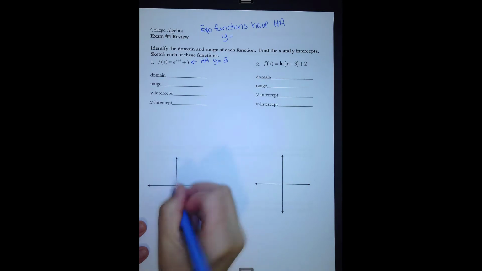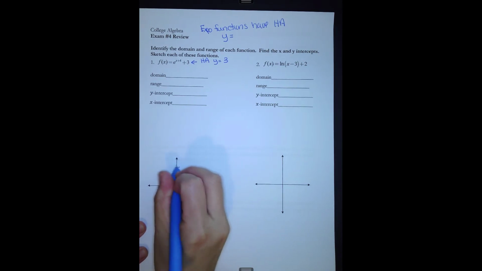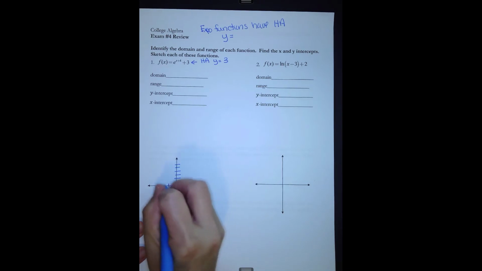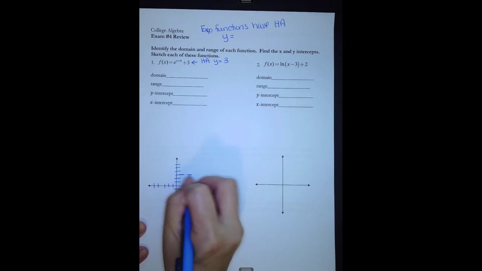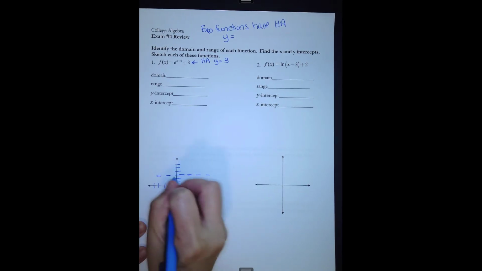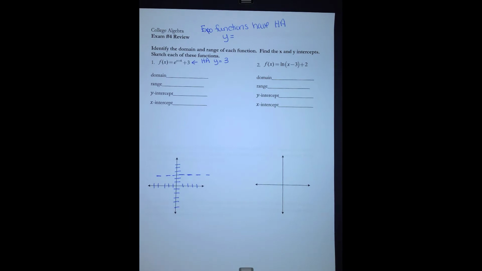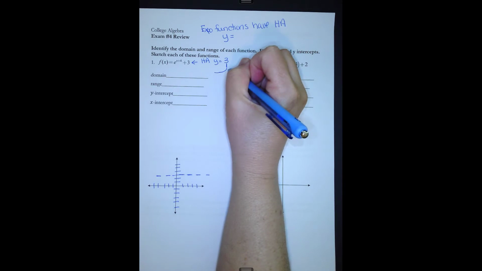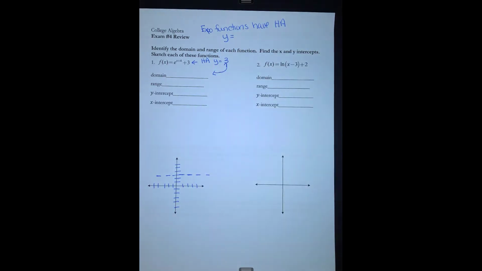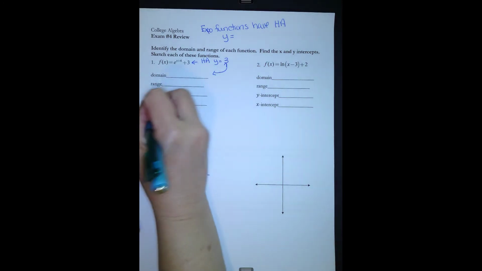So if we're going to go ahead and graph that, 1, 2, 3. So there is approximately where our horizontal asymptote is going to be. And if we remember our exponential growth function, this should have a nice little going upward type of graph. And with this, we're also going to have to find our domain and our range and our x and our y-intercepts. So let's go ahead and try to find our y-intercept.